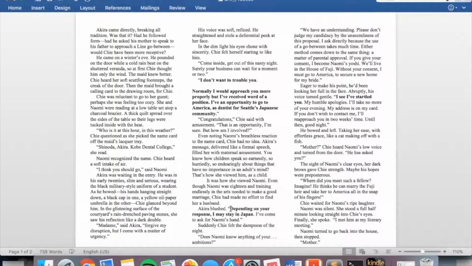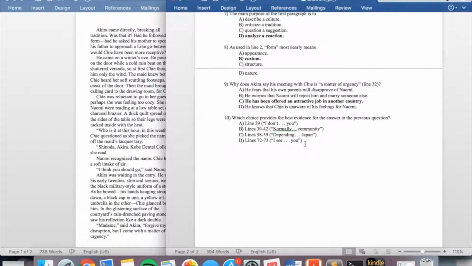C, depending on your response, I may stay in Japan. That doesn't add much. And D, I see I've startled you. Again, that doesn't add much either. So we found that pair. We found those two answers that work really well together. So it's going to be C and B for 9 and 10.